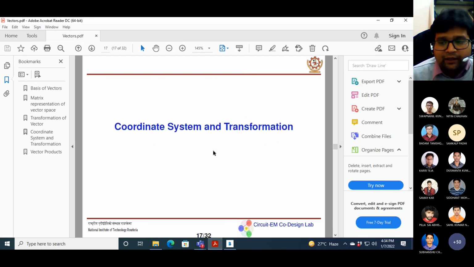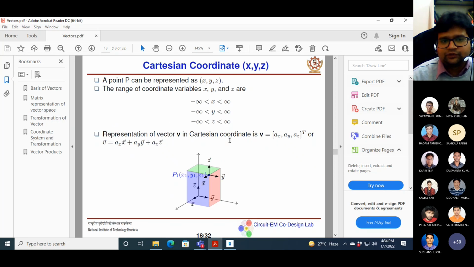Now it comes to coordinate systems and their transforms. So what are the coordinate systems? The first coordinate system is the Cartesian coordinate system, which is well known to you. In the Cartesian coordinate system, let's say a certain point P is there. Now the direction of x is in the x direction, the direction of y is in the y direction, and the direction of z is in the z direction. Now here it is very important. There are two things. One is the direction vectors: the x direction, y direction, and z direction.